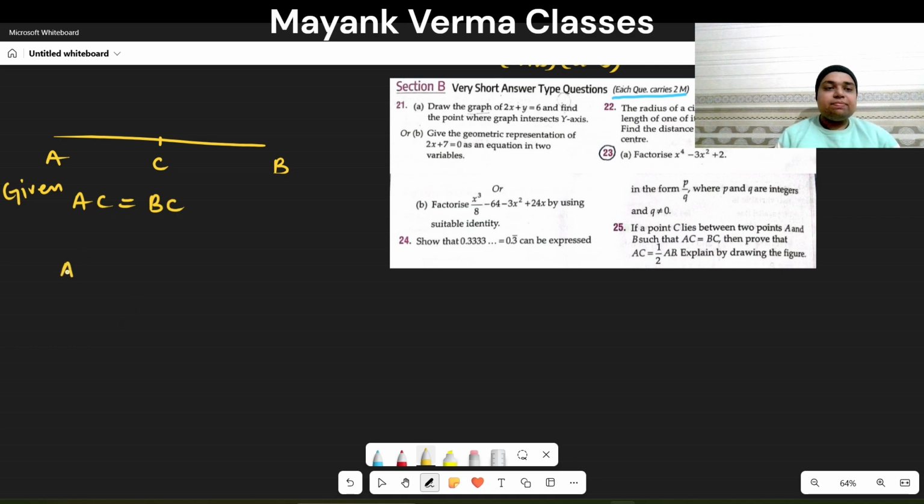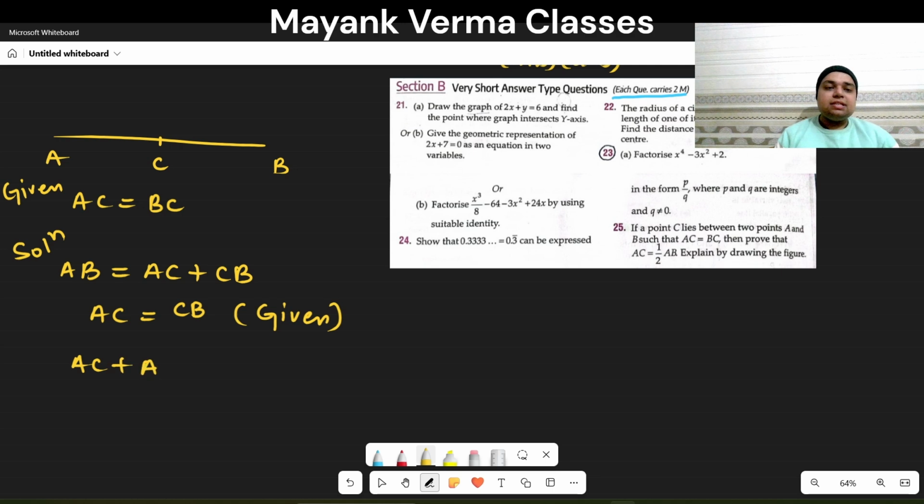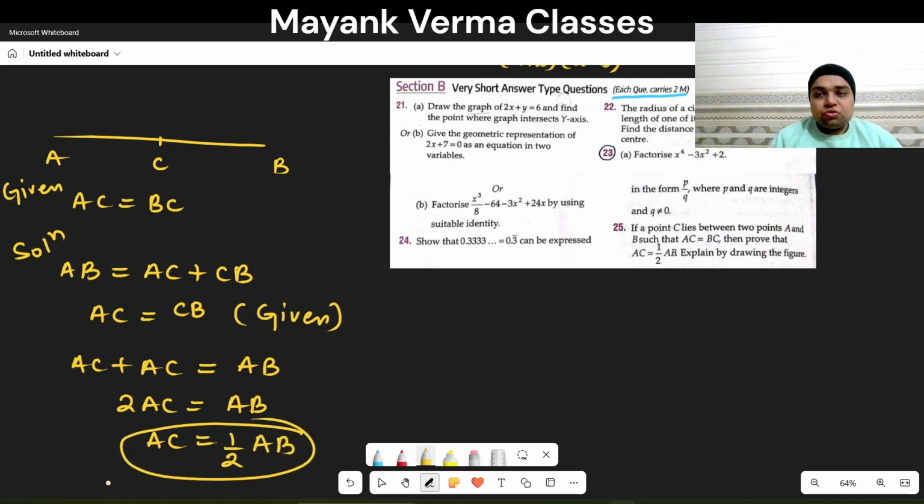Now I can say that AB is equal to AC plus CB, and AC is equal to CB. This is the solution part. AC is equal to CB, which is given to us, right? So I can say that AC plus AC is equal to AB, and twice AC is equal to AB. So if I take 2 to the other side, I will get AC as 1 by 2 times AB. Okay. So this will be the result of the 25th question.